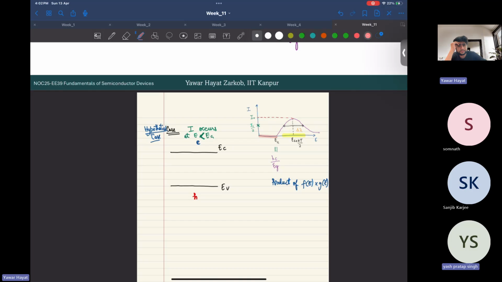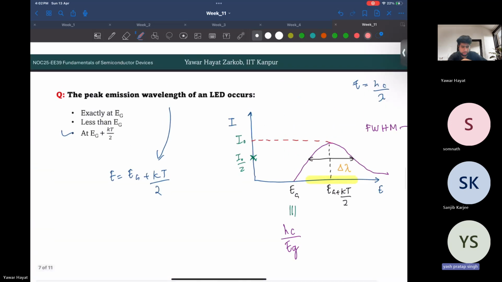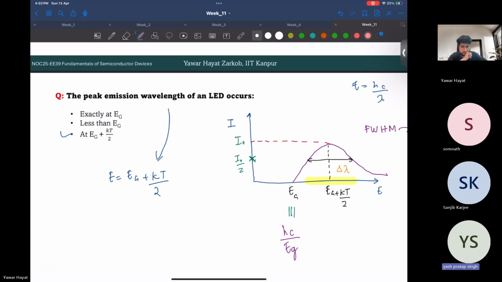Hello, sir. Sir, I have a doubt in questions like what is the depletion width in a Schottky barrier and an ohmic barrier? How are the depletion widths equal? No, not in Schottky barrier. How is the depletion width equal in forward as well as reverse bias? This is the question.